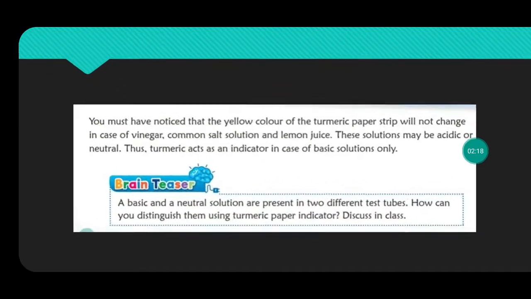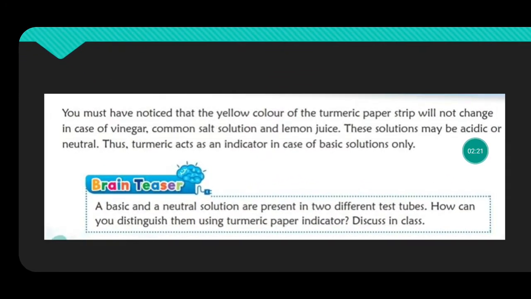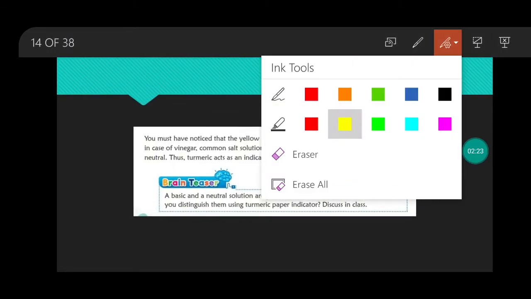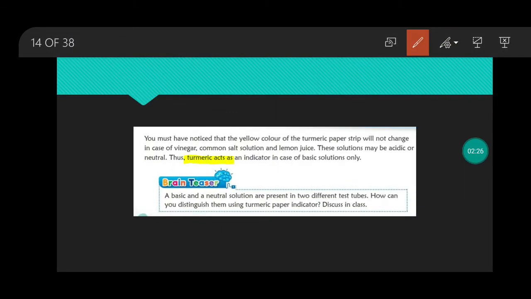We performed this activity so that we can conclude the nature of any solution. The main thing we have to notice is that turmeric acts as an indicator in the case of basic solution only. It cannot detect the acidic or neutral solution. Here a brain teaser question was there: a basic and a neutral solution are present in two different test tubes. How can you distinguish between them using turmeric paper? Simply you can use the turmeric paper, that will indicate the red color in the presence of base, so that we can conclude that the particular solution is base. And if the color is not changed, that means we can say that the particular solution is an acid or a neutral solution.